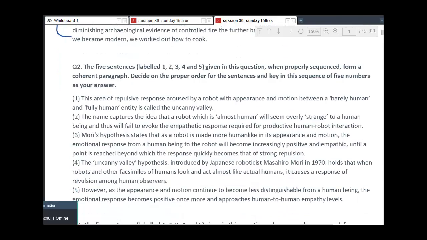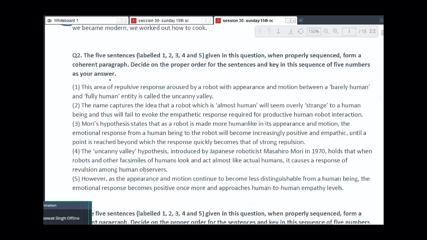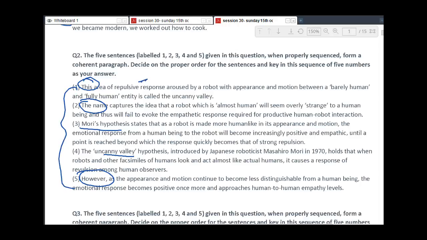The next question is a similar kind of question. It has five sentences, and it mentions the name Maurice, the hypothesis, and the uncanny valley. And it has the word however. Again, there are lots of things which I can connect and get the right answer. But again, I know that there are five sentences and it will at least take me 4 minutes to arrive at the right answer. And still, the chances of my getting this question correct are very low. So I would again hold on for a while. Let me see if everything is of a similar kind, and I will go to the next question.